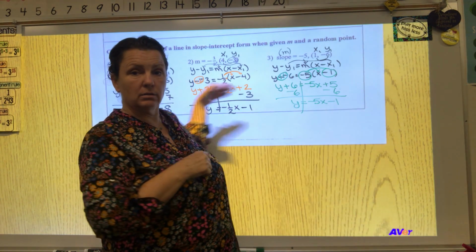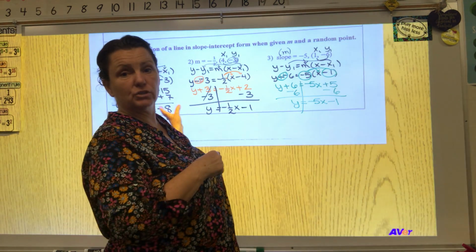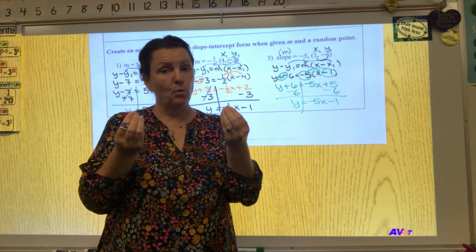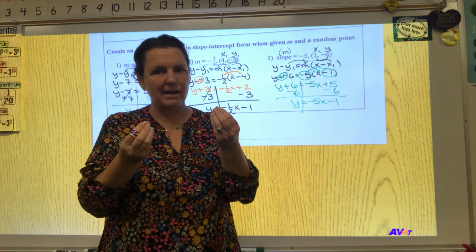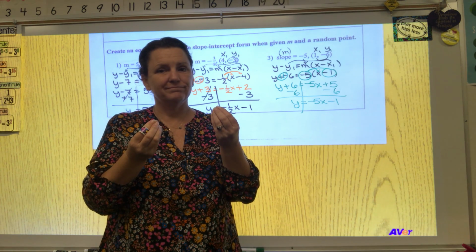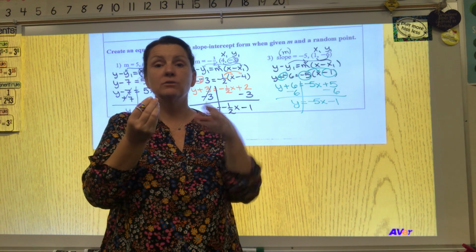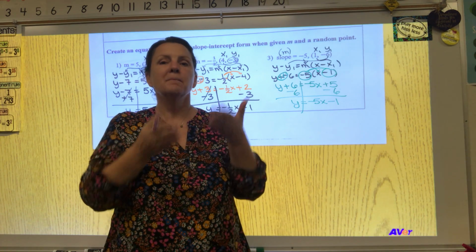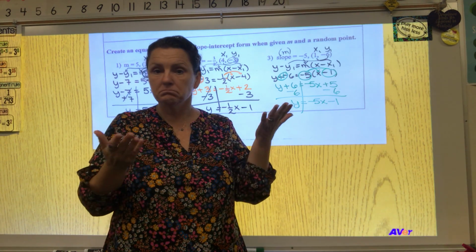Level 2, it's kind of like a video game. This is level 2 here. I don't give you M and B. I give you M and a point. That old formula is not going to help us here. We have to use a new formula called point slope formula that also forms a linear function, but it uses our ingredients better, okay?